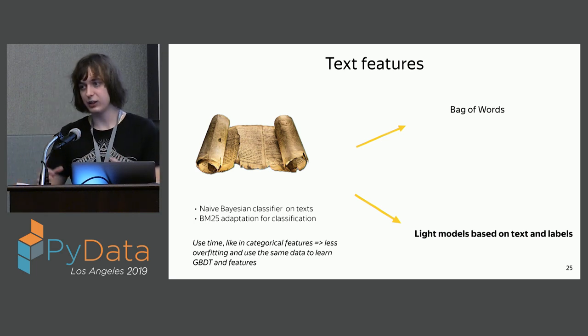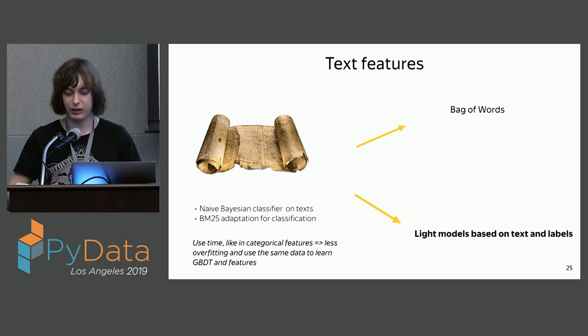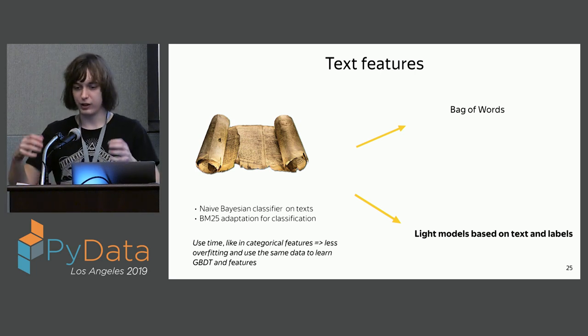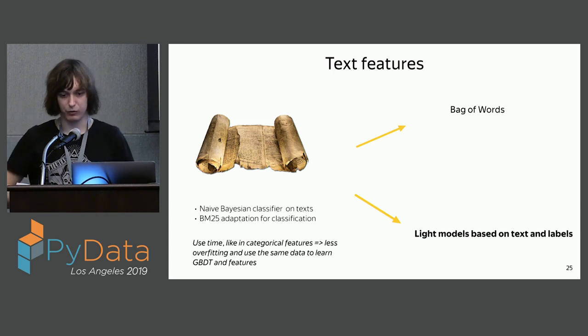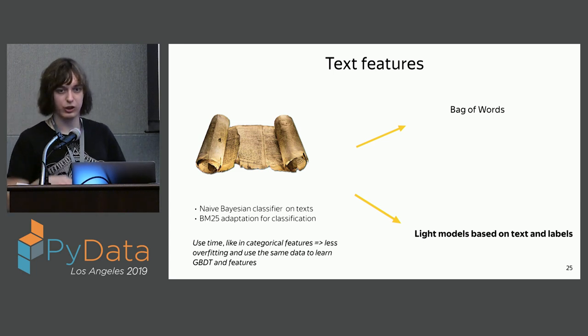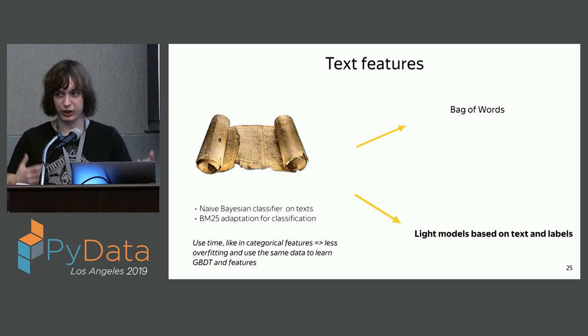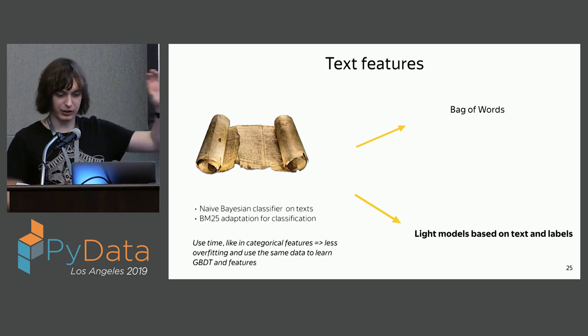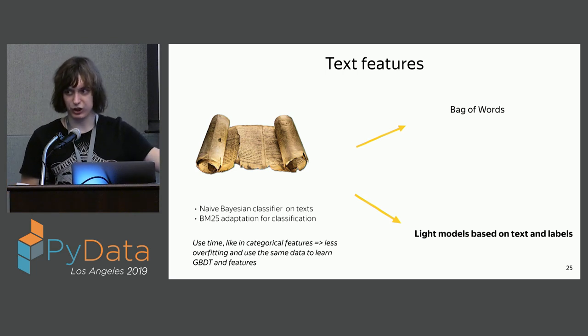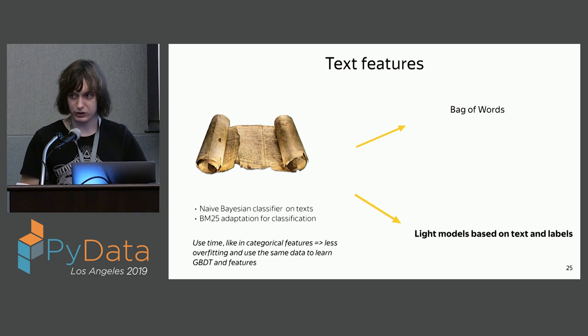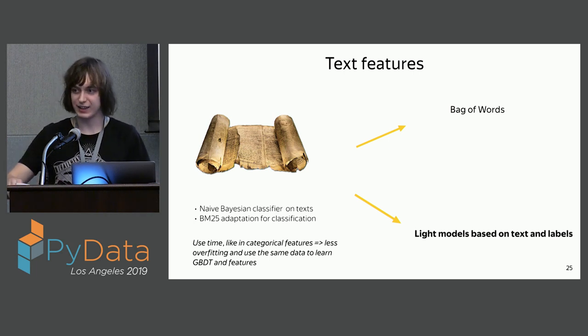And then if this classifier is fast enough that we could learn it in an online manner, like we used the trick with time for categorical features, then we could train this classifier on our data in an online manner, make probabilistic predictions of a label for each text, and use these probabilities as inputs for our gradient boosting, and train gradient boosting on decision trees on the same data without any target leakage.